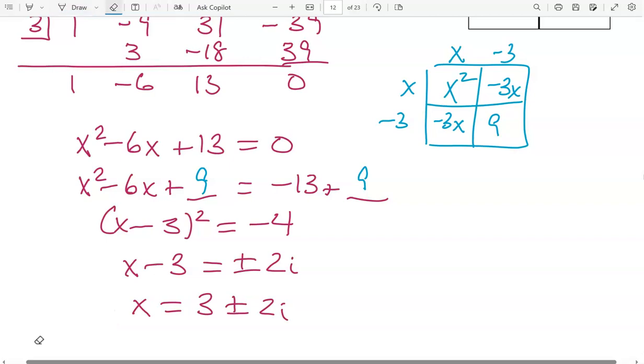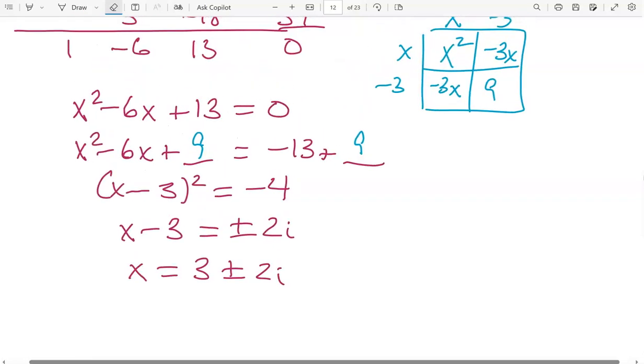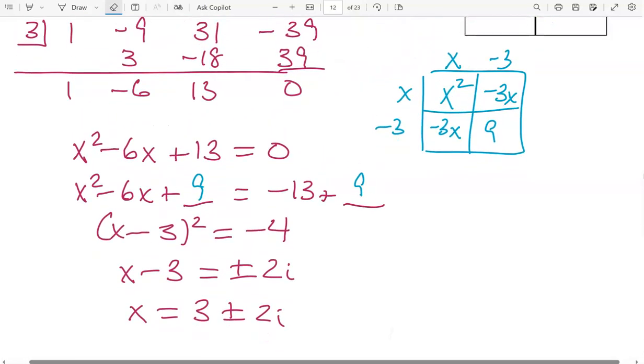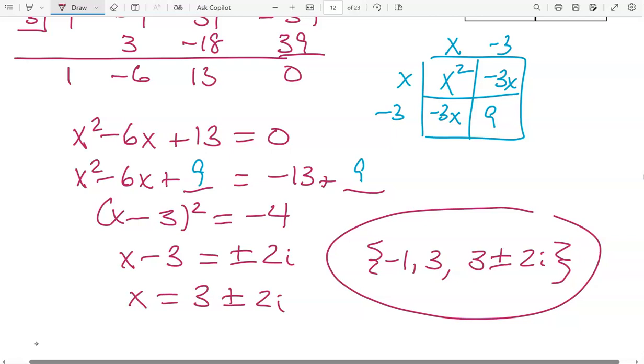And we were asked to find all 4 solutions because it's a 4th degree equation. So we have negative 1 is one of them that we saw from the graph, 3 is the second one that we saw from the graph, and then algebraically we found 3 plus 2i and 3 minus 2i as the remaining solutions.